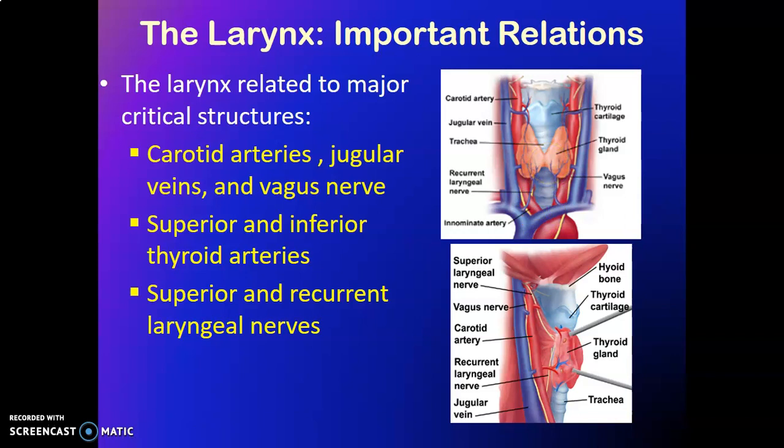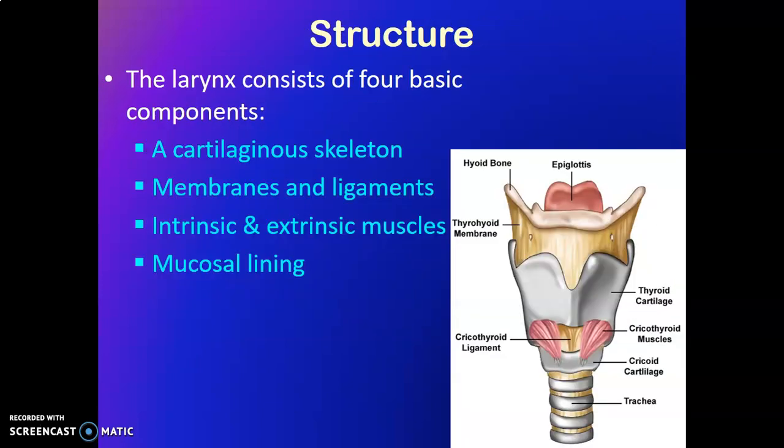Then we also have the superior and recurrent laryngeal nerves. As you can see here, there is a recurrent laryngeal nerve, and we also have the superior laryngeal nerve by the side of the larynx. These are the important structures you need to know around the larynx. The carotid sheath contains the common carotid artery with its branches, the external and internal carotid arteries, then the jugular vein and vagus nerve. Then you also have the superior and inferior thyroid arteries, as well as the superior and recurrent laryngeal nerves.